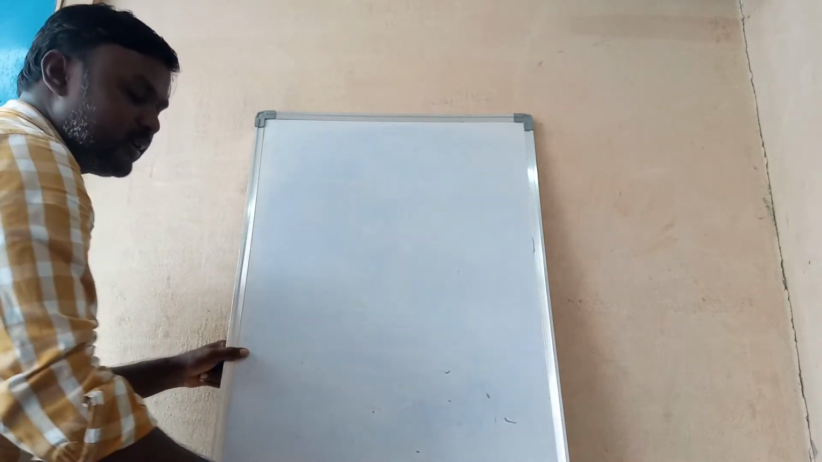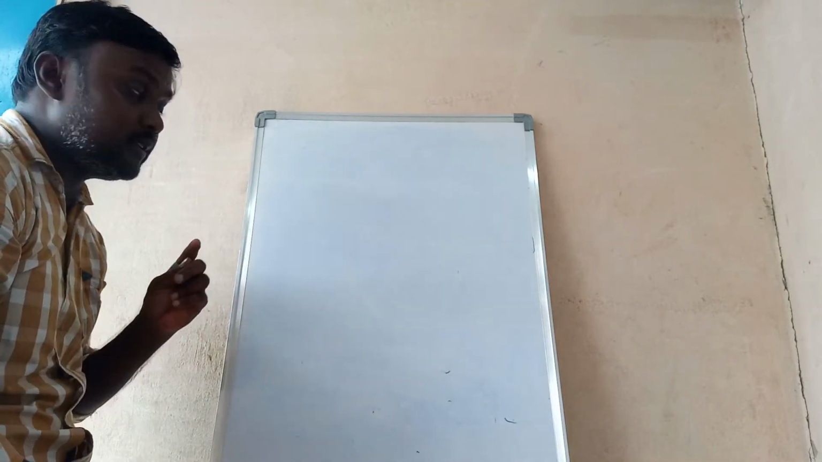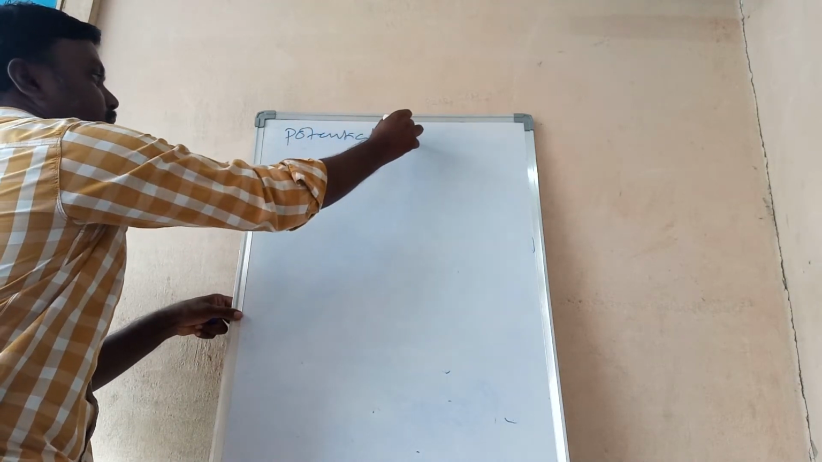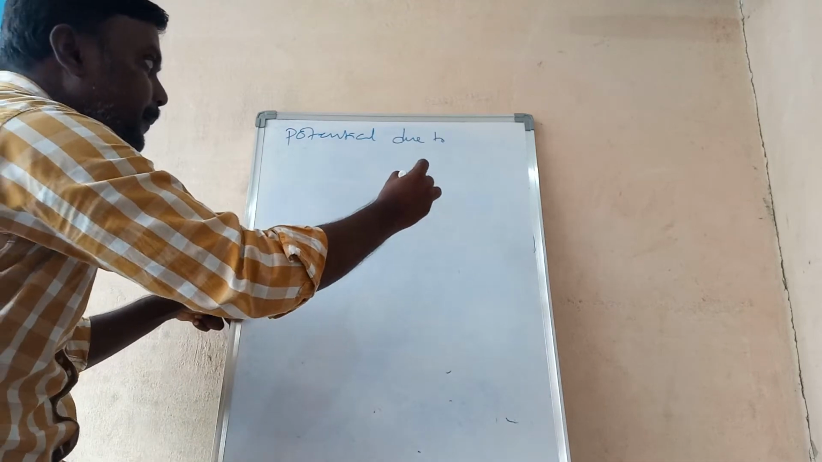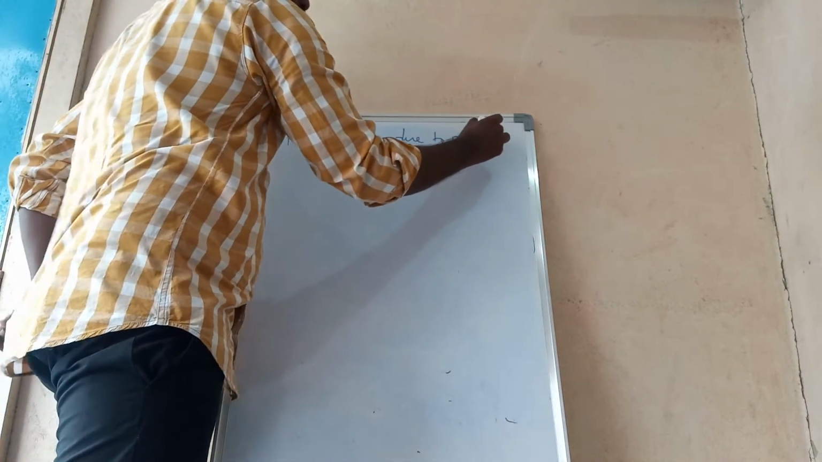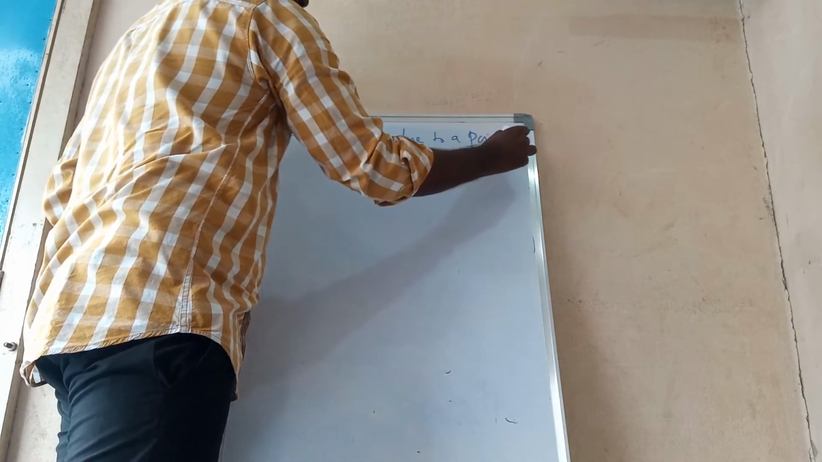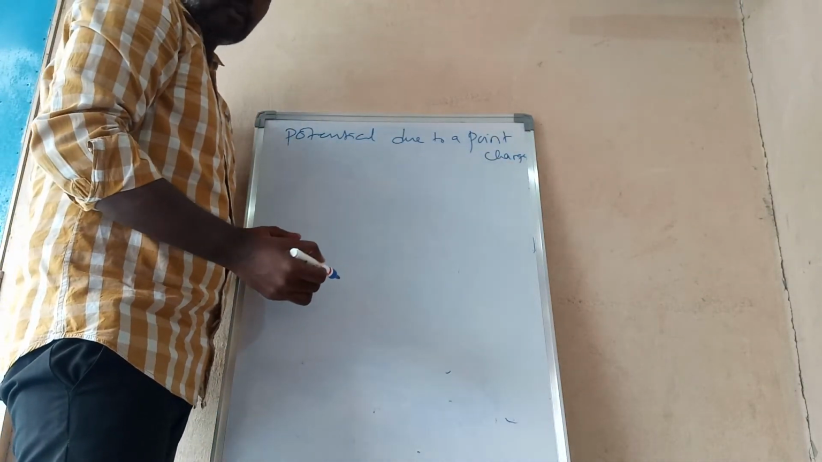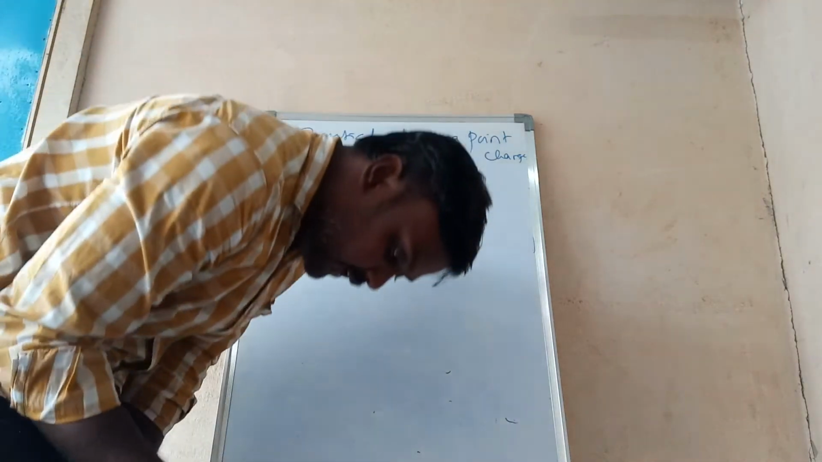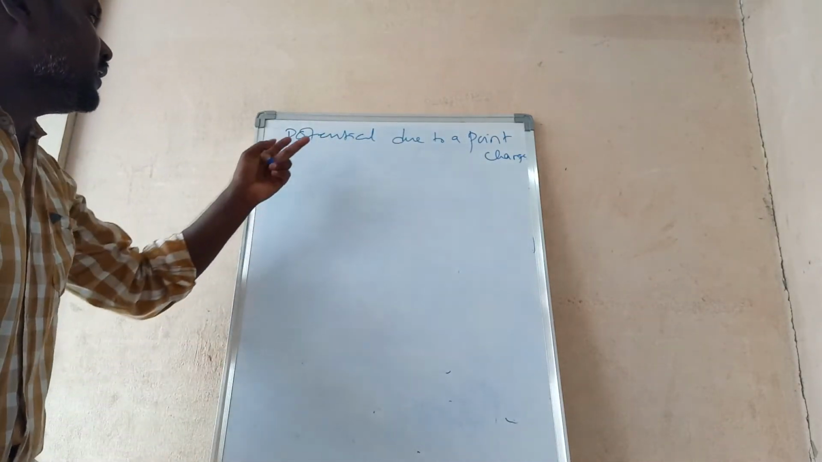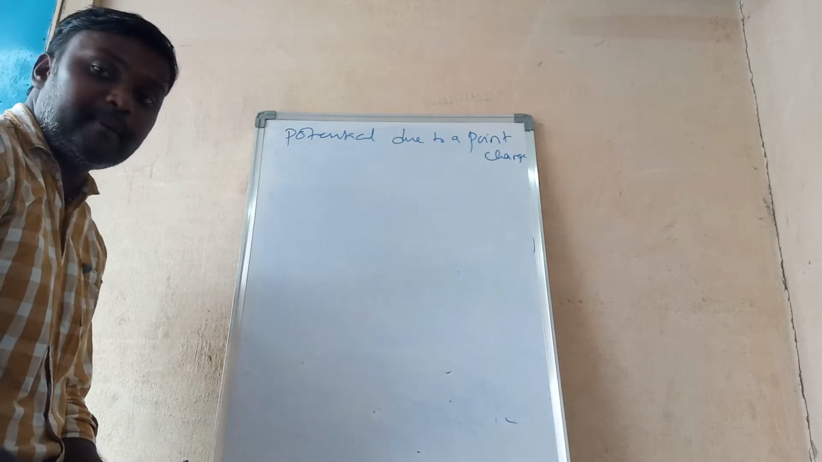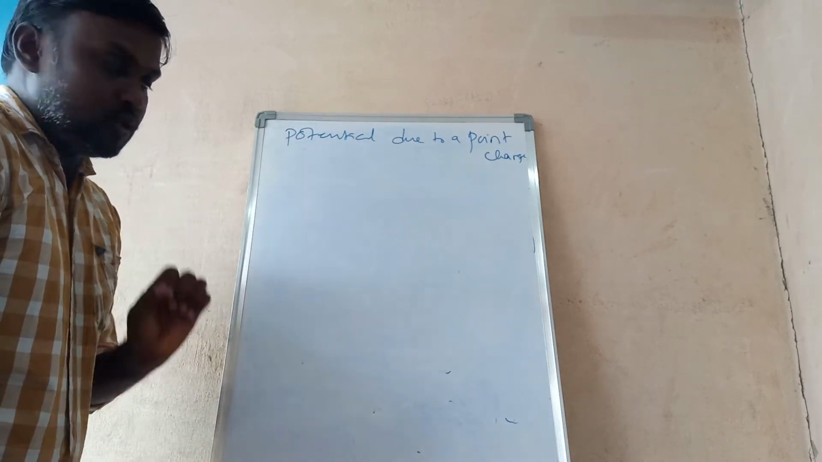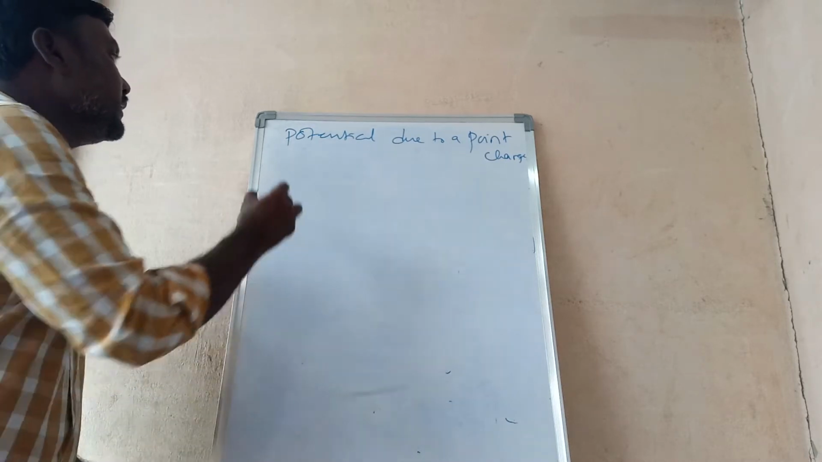So in this class we are targeting two things. The first one is potential due to a point charge, and the second thing is potential due to a dipole, an electric dipole. Okay, I will come to that dipole later, and first of all we'll learn electric potential due to a point charge. Previously we learned electric field due to a point charge, E is equal to kq by r square. So like that we are going to learn electric potential.